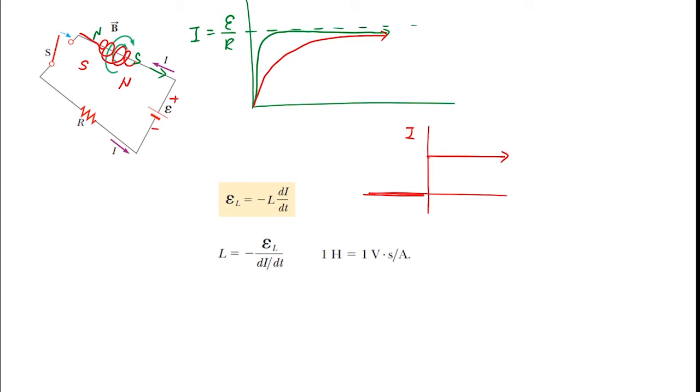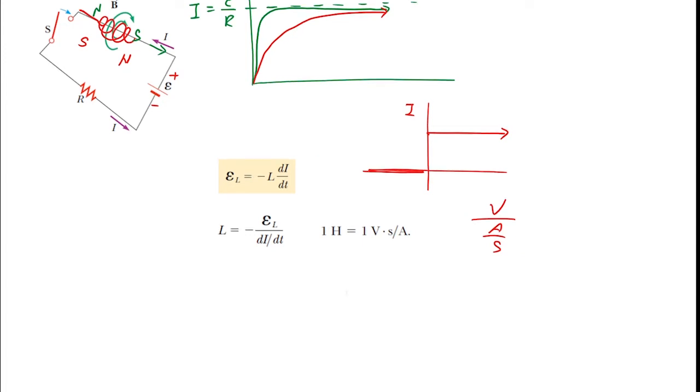Or we can just call that solving for this L. L is known as the inductance, that constant. Putting it on the other side, it's back EMF divided by the derivative of the current. The unit for this inductance is called Henry, which is volt divided by amperes per second. So it has this kind of unit. So far, so good. There is another way to calculate it.